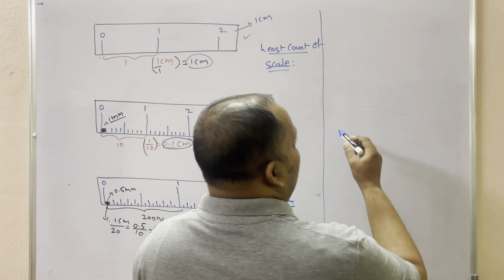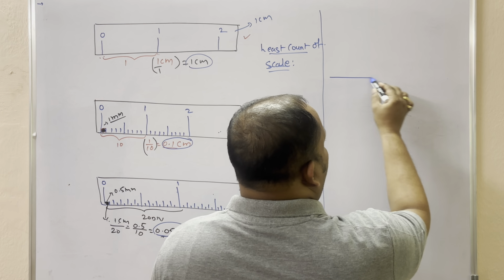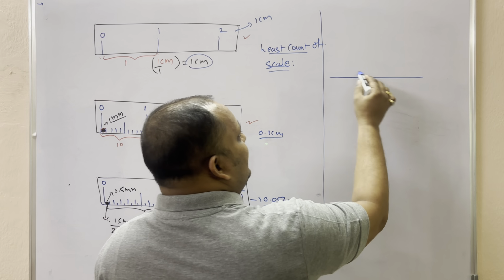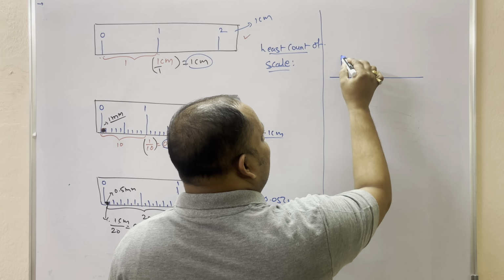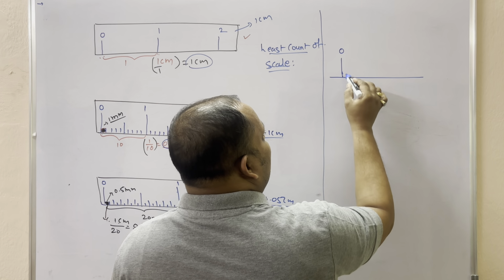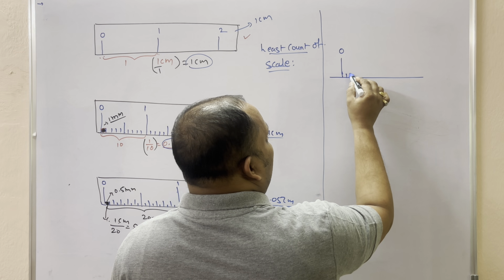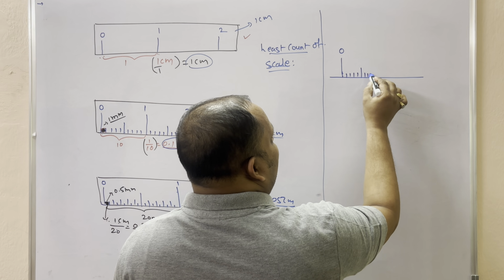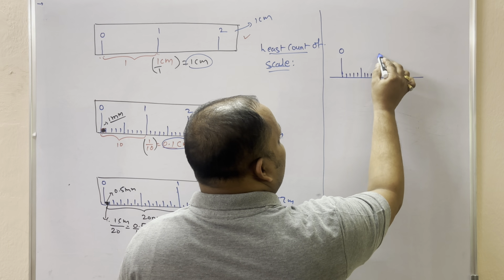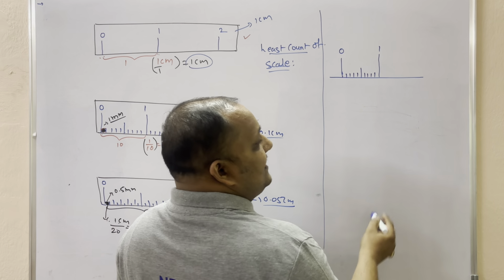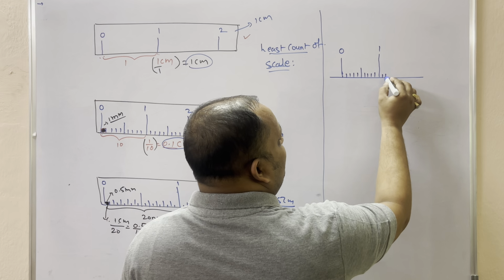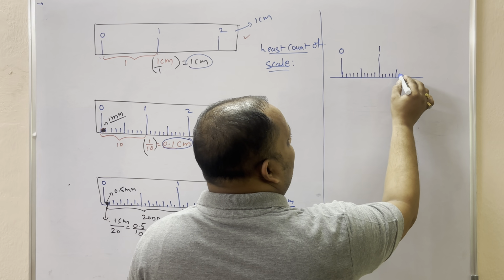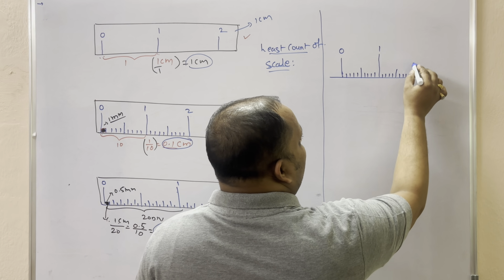If you might have observed vernier calipers, I am not going to draw the entire diagram here. In this, two scales will be there. One is the main scale. On that main scale, 10 divisions will be there like this: 0, 1, 2, 3, 4, 5, 6, 7, 8, 9. This is the 10th division. This is 1 centimeter. Again, 1, 2, 3, 4, 5, 6, 7, 8, 9, 10.